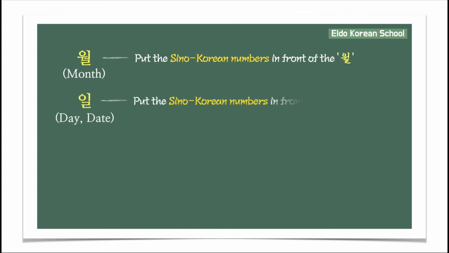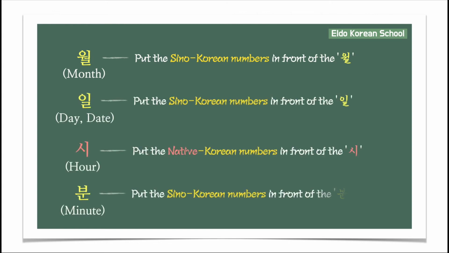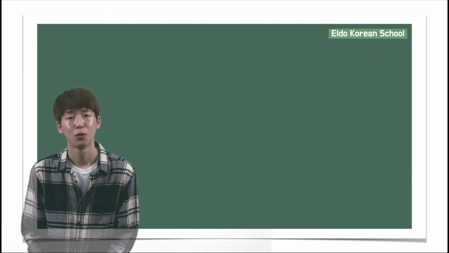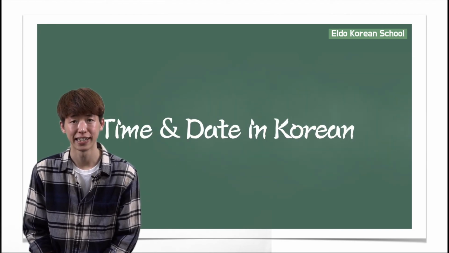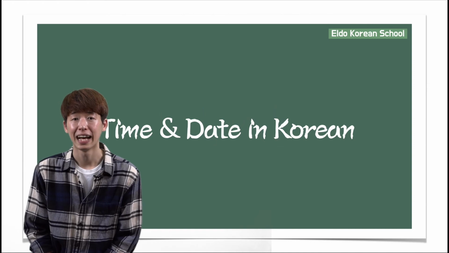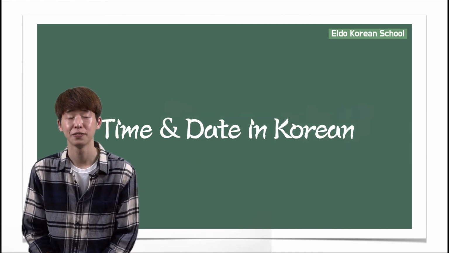Lastly, I'll review what you learned today. When we express the day and time, we use 년, 월, 일, 분 with Sino-Korean numbers and use 시 with native Korean numbers. Wow, we learned about how to say time and date in Korean today, and I hope this lecture is helpful for you guys.